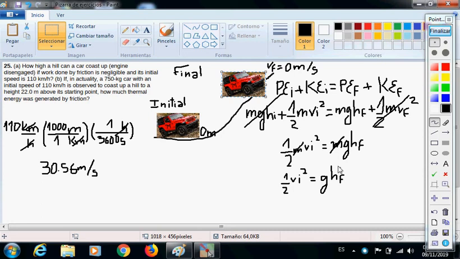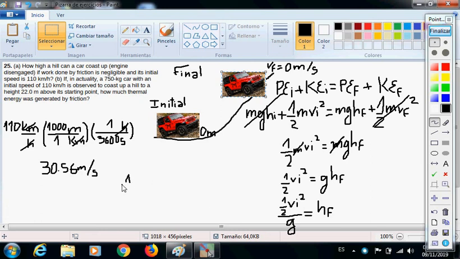Remember that our unknown is the final height, so we must send that gravity from multiplying to dividing on the other side of the equation. So we will have half of the initial velocity squared divided by gravity equals the final height. We have the initial velocity and of course we have the gravity. So let's replace all of that.